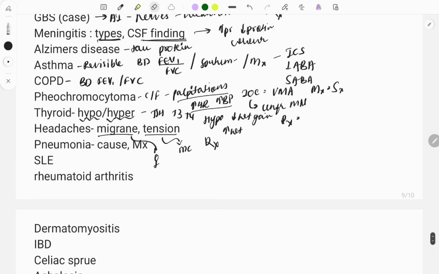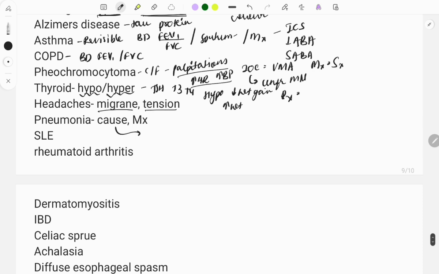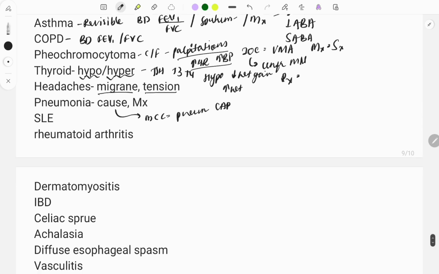The next topic, pneumonia, also a very important topic. Questions are asked in the pneumonia on the causes. Like the most common cause is pneumococcus for the community-acquired pneumonia, and if it is hospital-acquired, then Staph aureus is the most common cause. If the Klebsiella is the causative organism, then we can see the red sputum.